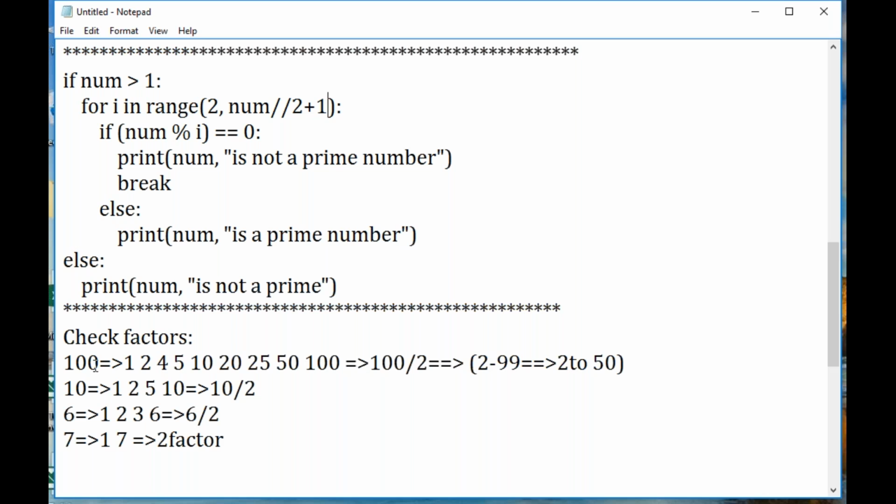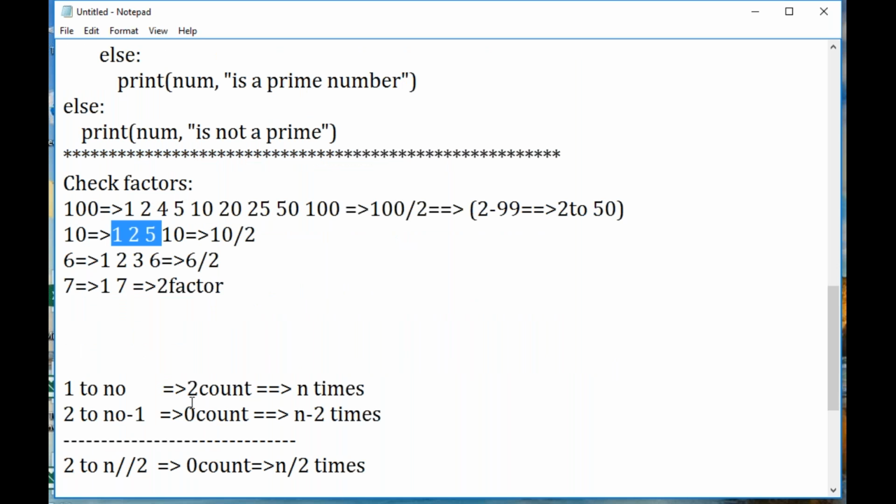The reason is, if I'm finding factors for any number, I'll have only half of the number as a factor. Then the given number itself is going to be a factor. Somehow we are going to take a range only between 2 to n minus 1. So I could optimize this by not going till the given number or given number minus 1. Instead, I'll go only till half of the iteration. Whatever prime number I'm going to check, I'll go only till half. It is not necessary for me to go till the end, till the given number.